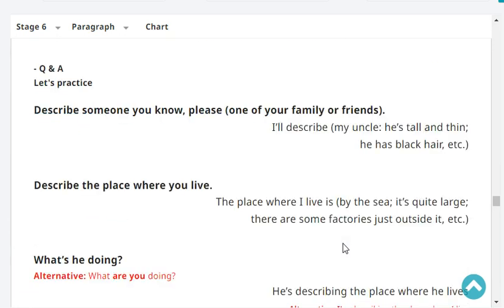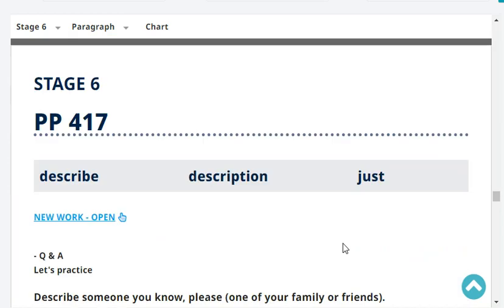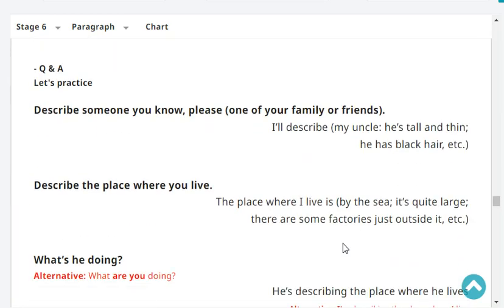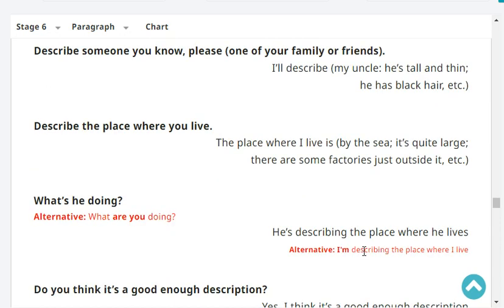Very good. Describe someone you know, please. I describe my friend. She's small and kind, and she has black hair and beautiful. Very good.